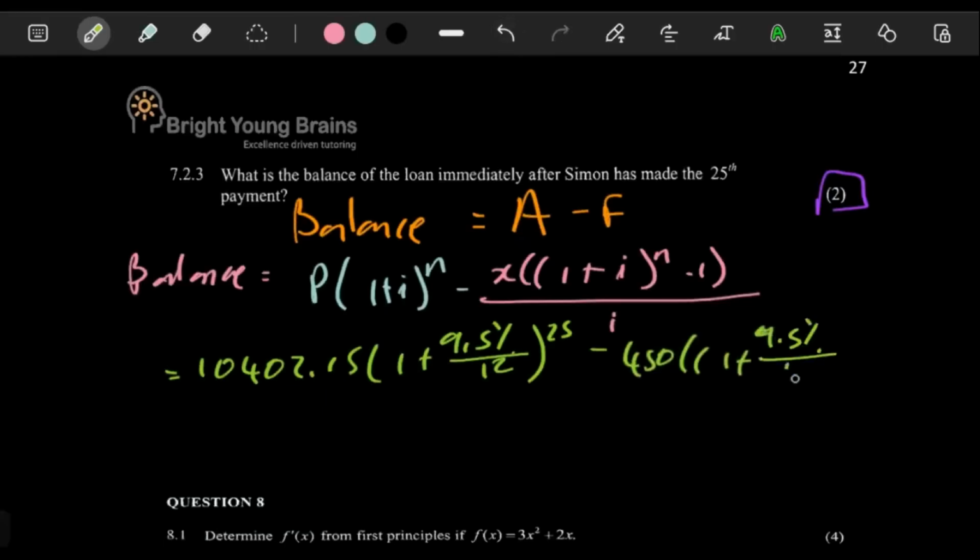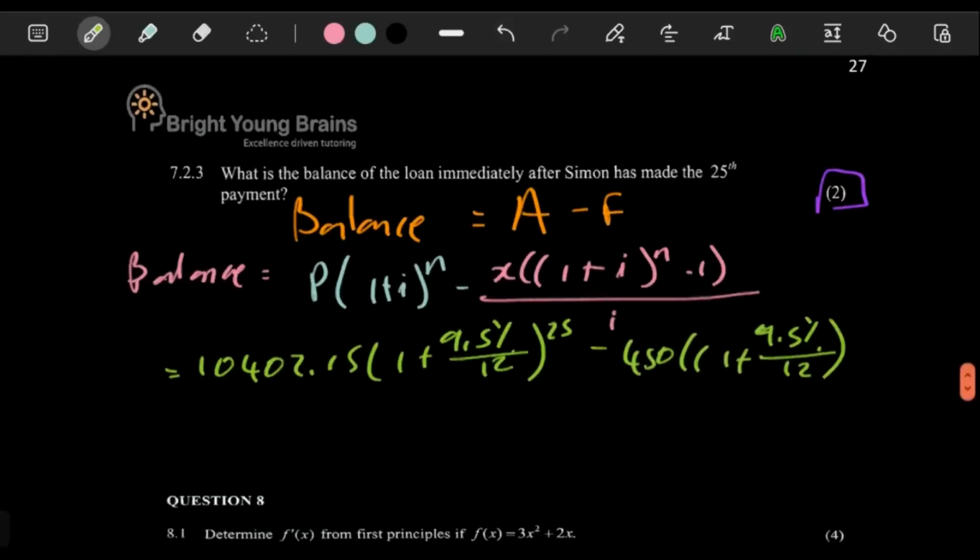9.5%, right, over 12. And then n is what? N is 25. Yes, minus 1. And then the whole thing here is over the interest, over 12. So this is something you just have to put in your calculator carefully. Otherwise, it's going to come back and bite you.